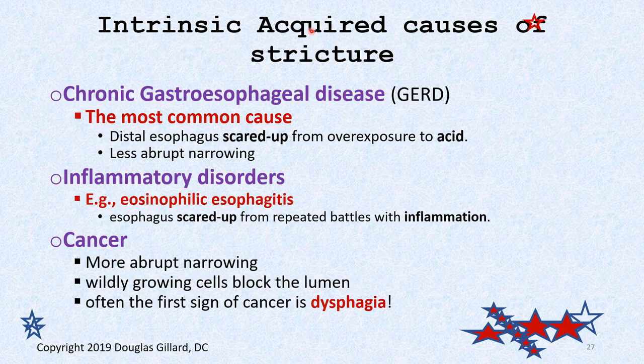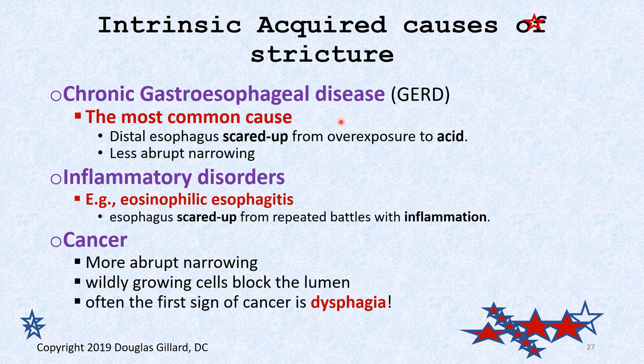So let's look at some intrinsic causes first. The number one cause of intrinsic acquired stenosis is GERD. So if you keep burping up acid over and over and over again, maybe you're the type that doesn't have a lot of nerve fiber and you don't even know this is happening to you, you can start to scar up the esophagus. Typically, you get a Barrett's esophagus with this association.